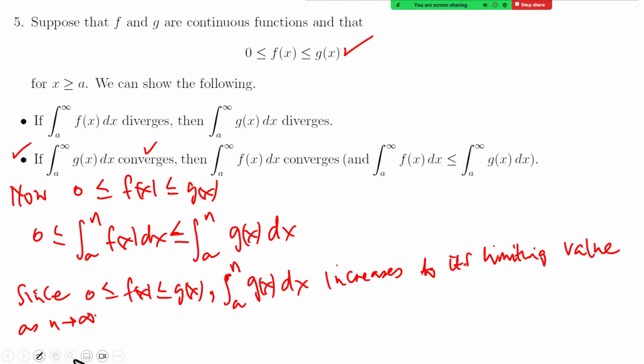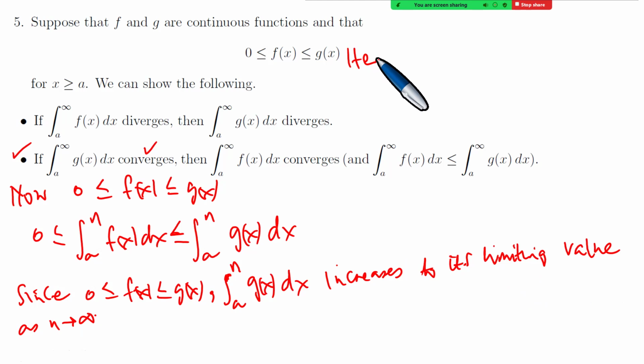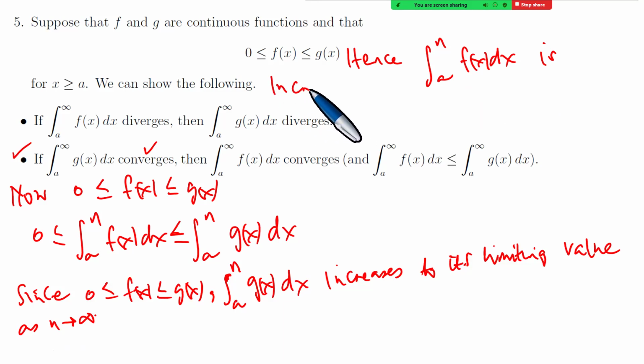Okay, we can continue here and then say hence. Hence the integral from a to n of f of x dx is increasing and bounded above.